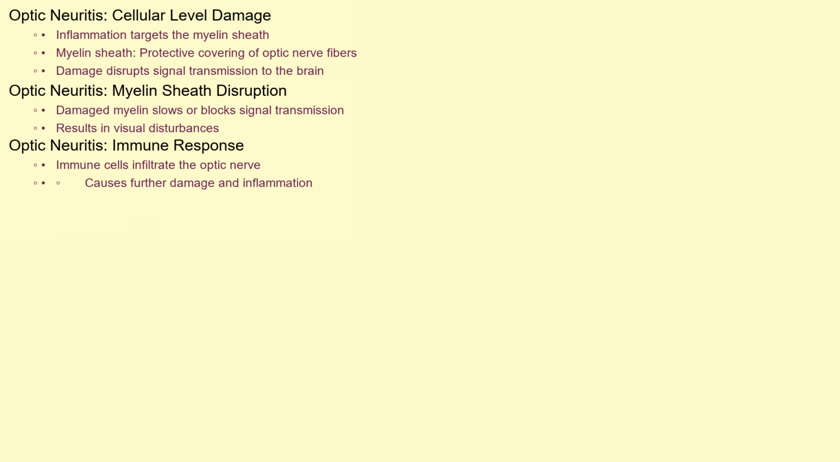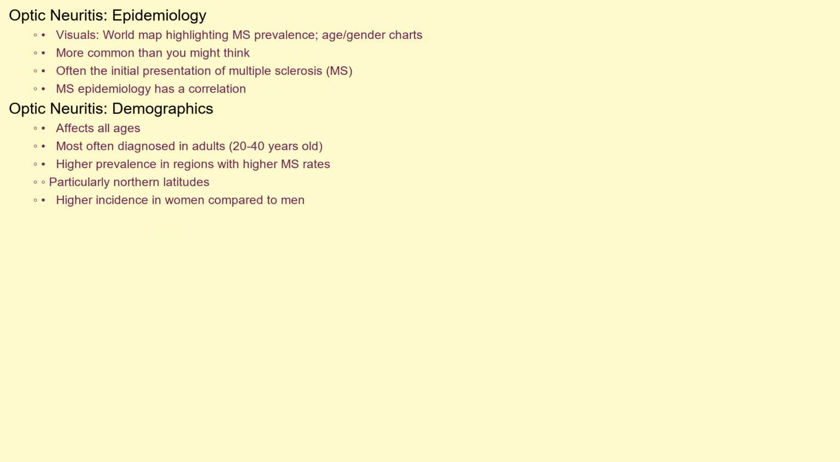Let's talk about what happens at the cellular level. In optic neuritis, the inflammation damages the myelin sheath, the protective covering around the nerve fibers of the optic nerve. This myelin sheath is crucial for rapid and efficient transmission of visual information from the eye to the brain. When the myelin is damaged, this transmission is slowed or even blocked. This disruption leads to the various visual disturbances associated with optic neuritis. The body's immune response plays a central role in this process, with immune cells infiltrating the optic nerve and causing further damage.